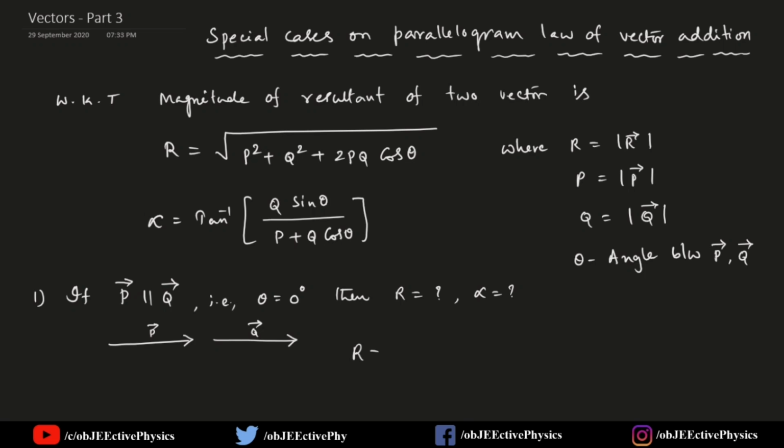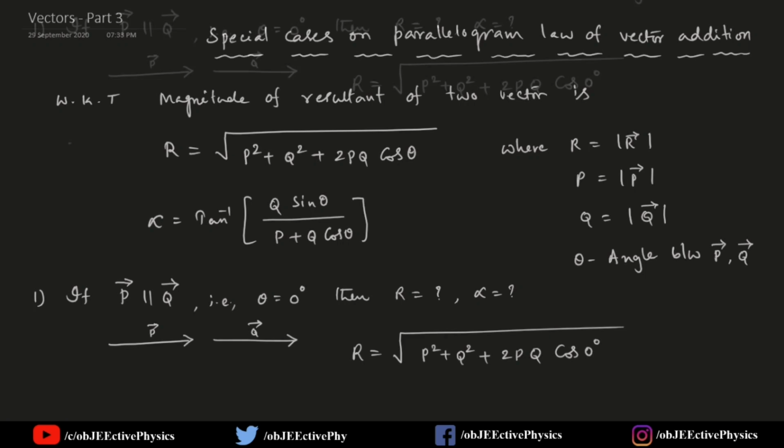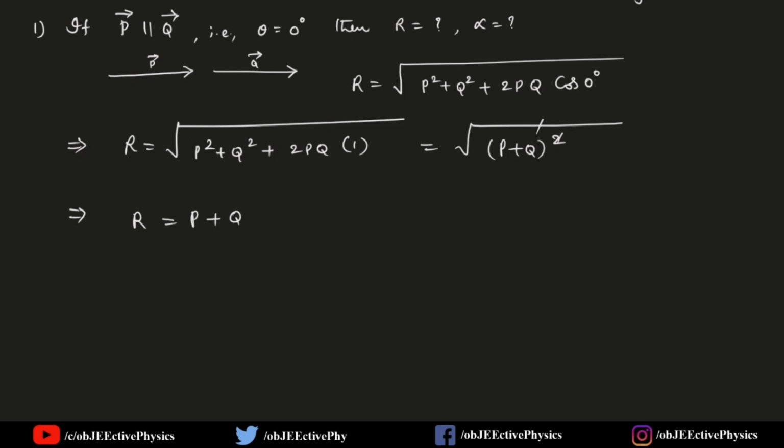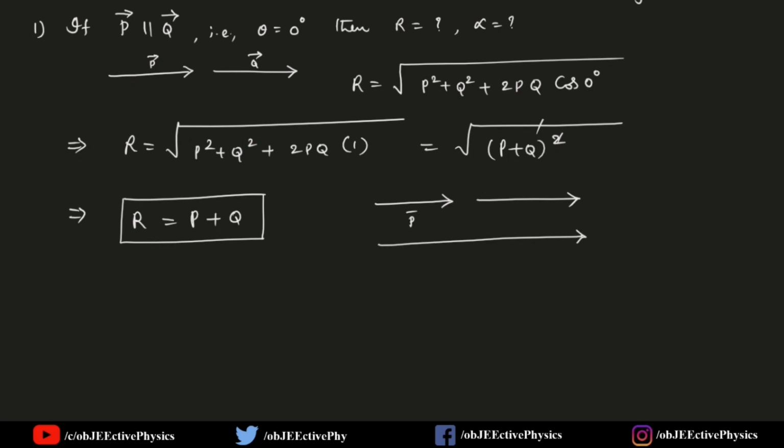According to the magnitude formula, you can write R equal to square root of P square plus Q square plus 2PQ cos 0 degrees. We know that cos 0 is equal to 1. So R is equal to square root of P square plus Q square plus 2PQ into 1, that is the square root of P plus Q whole square. The square root cancels, which implies the magnitude of the resultant of P bar and Q bar is the magnitude of P bar plus the magnitude of Q bar. Now we can draw this: P vector, Q vector, and R bar is the resultant. So R bar is equal to P bar plus Q bar.